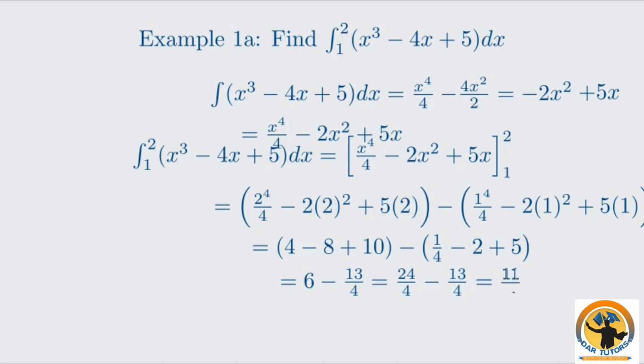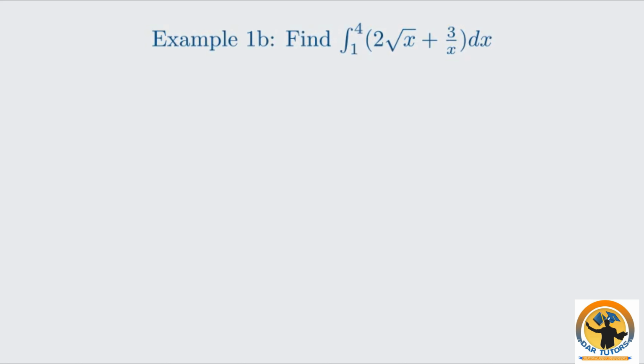Let's try another example, this time involving fractional and negative exponents. We need to find the integral from 1 to 4 of 2 times the square root of x plus 3 over x. First, let's rewrite the function using exponents to make integration easier.